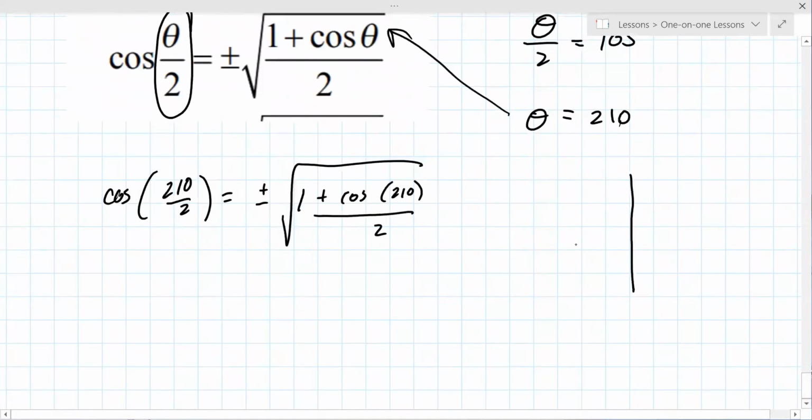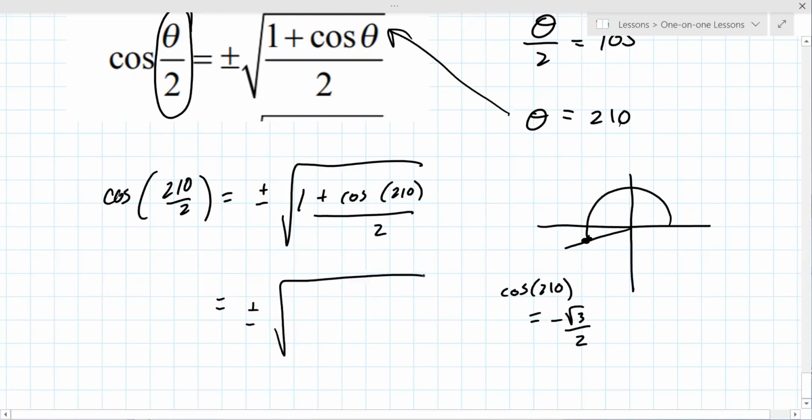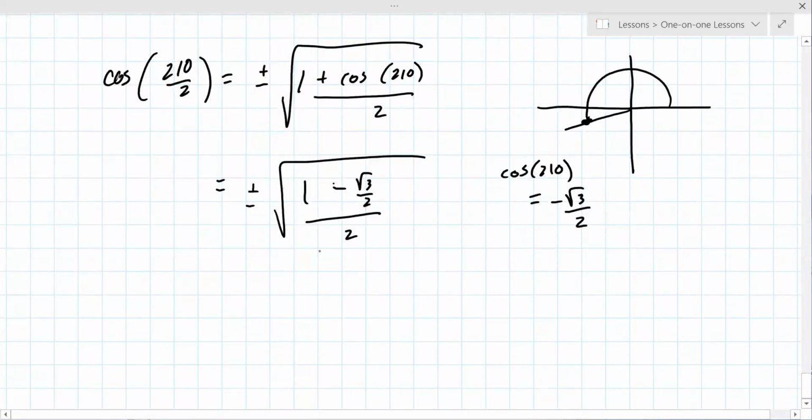If you have your unit circle, you'll see that 210 is right over here. We want the x value there, and that's minus square root of 3 over 2. So the cosine of 210 is minus square root of 3 over 2. So we have plus or minus the square root of (1 plus minus square root of 3 over 2) all over 2. Now, there's a bit more to do here. There's a ton of simplifying we can do inside this radical, and then we have to deal with the outside.